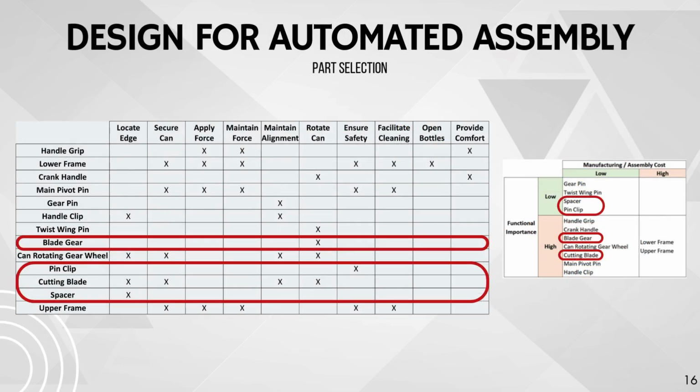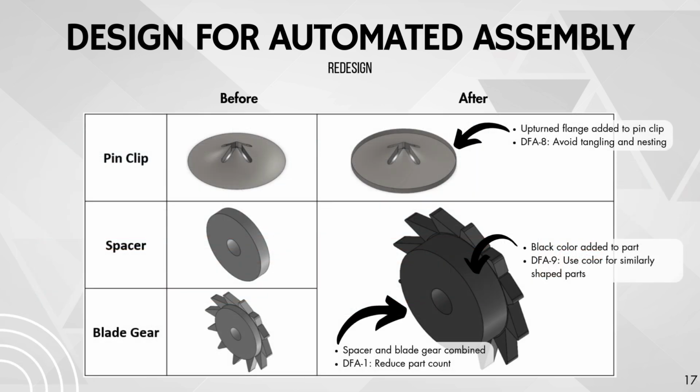The cutting blade, blade gear, spacer, and pin clip subassembly was selected as a candidate for high-speed automatic feeding, orienting, and insertion. These components were selected because they're all small and lightweight, they have some overlapping functions in the function component mapping matrix, and the spacer and pin clip are in the upper left quadrant of the quad chart, which suggests there's an opportunity for part consolidation. Design features were added to the pin clip, spacer, and blade gear to improve their total handling and insertion cost.